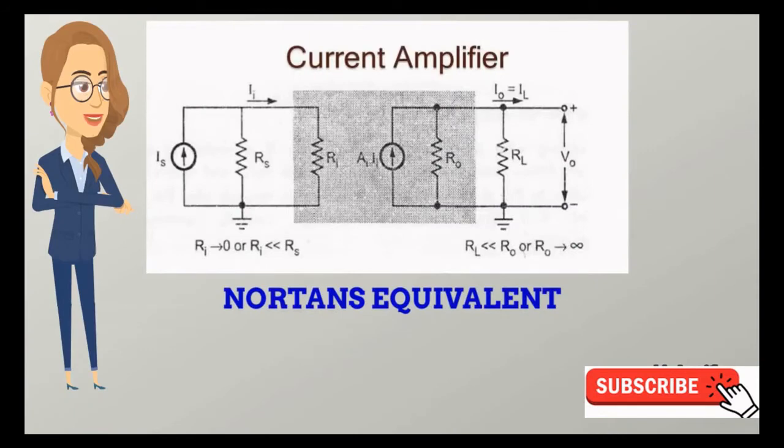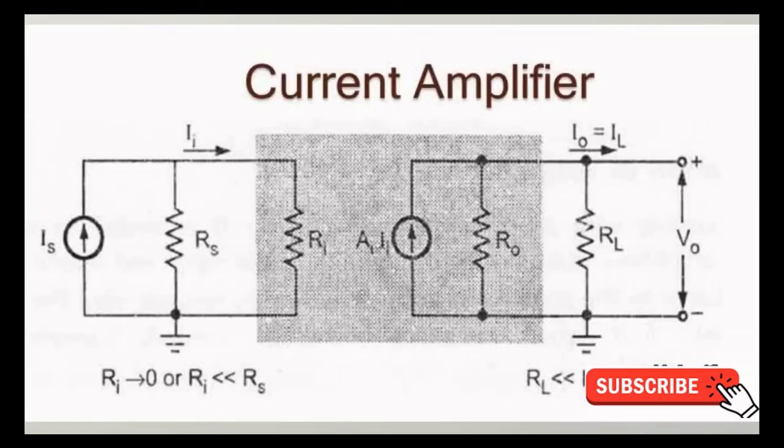This is the Norton's equivalent form of current amplifier, and Norton's theorem states that any circuit containing many current sources and many resistances can be replaced by a single current source in parallel with a single resistance.